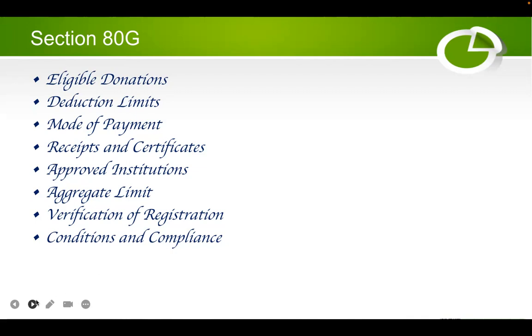Approved institutions. Not all charitable institutions and funds are eligible for deduction under Section 80G. It's important to check whether the organization is approved by the Income Tax Department for the purpose of deductions under the section. Aggregate limit. There is no specific aggregate limit for the deduction under Section 80G. However, the deduction claimed should not exceed the taxable income of the taxpayer.